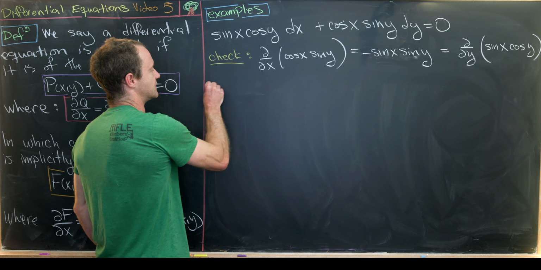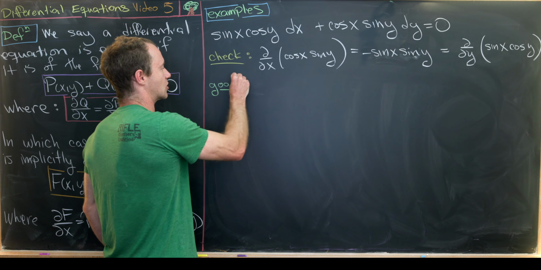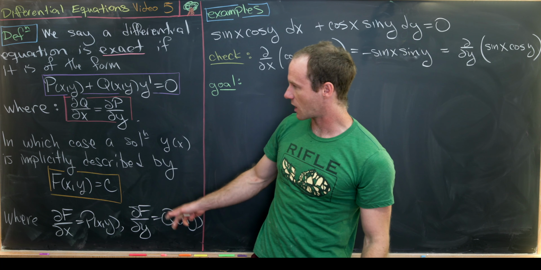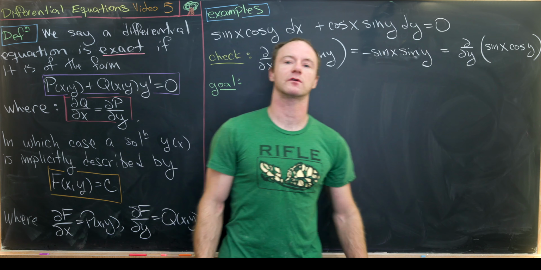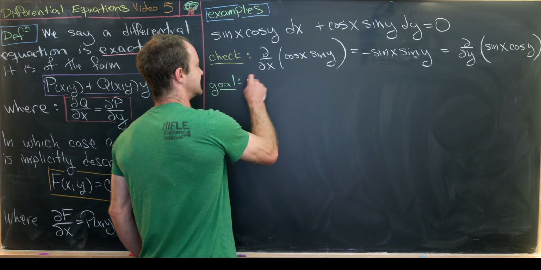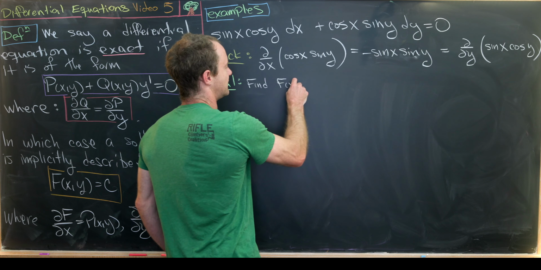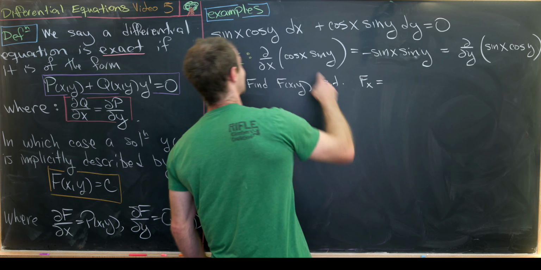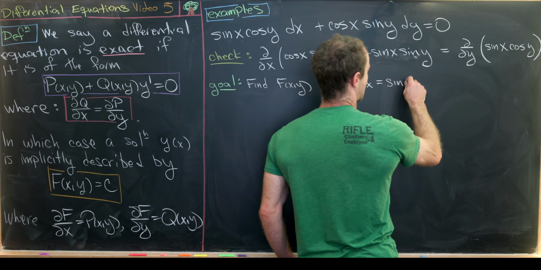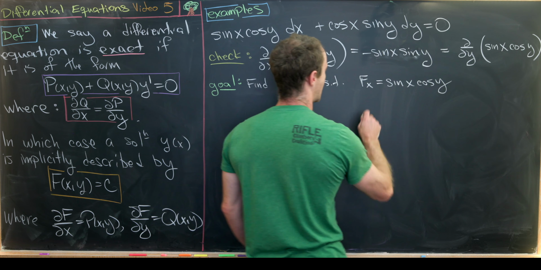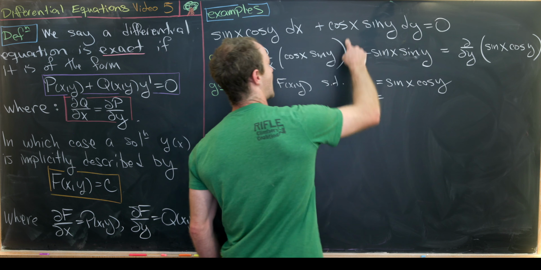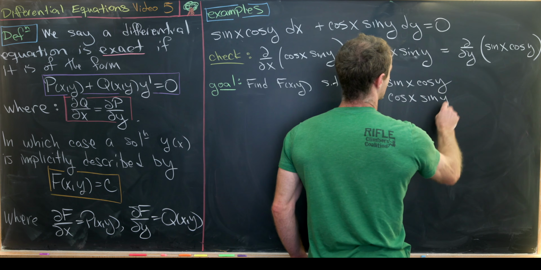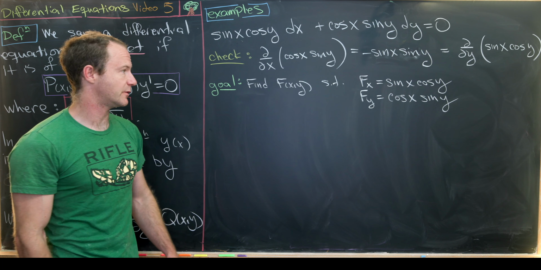Okay, so now that we know this is exact, let's state our goal, which will find our solution. And again, the goal is described by the second half of the bottom of this board right here. Okay, so our goal is to find some function f of x, y such that the partial with respect to x is this function, so sine x cos y, and the partial with respect to y is this function right here, so cos x sine y. Okay, so let's get to it and see what we can have.